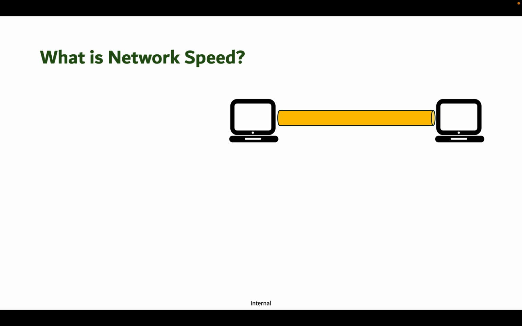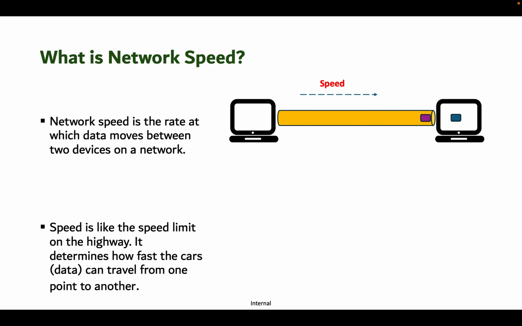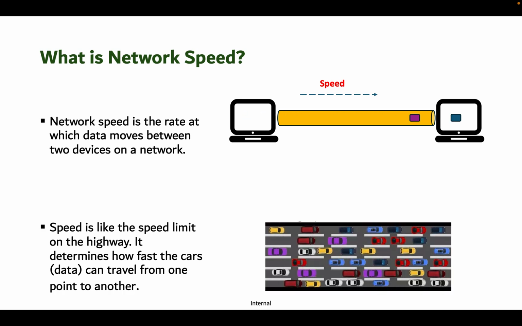So what is network speed? This is the metric most frequently discussed in terms of network and application performance. It is the rate at which the data moves between two devices on a network. It refers to the speed at which the data is transferred between two devices on a network. If I explain this with an analogy of the highway, speed is like the speed limit on the highway. It determines how fast the cars can travel from one point to another, similar to the data between two devices.